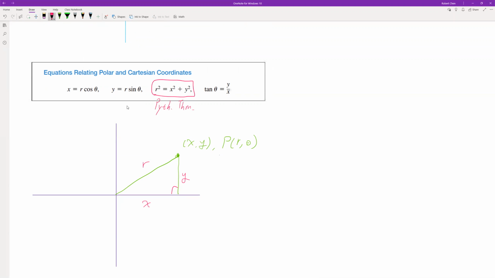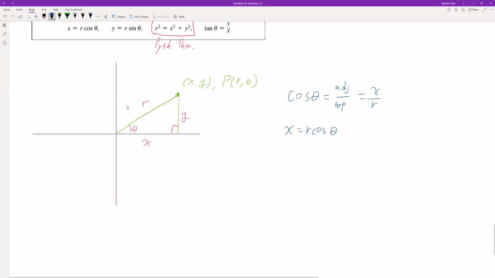Okay. Now let's look at the relationship of x, right? This is theta, our reference angle. So we know cosine theta is adjacent over hypotenuse, which is equal to x over r. And if we multiply by r to the other side, we get x is equal to r cosine theta. Right? And similar for y.